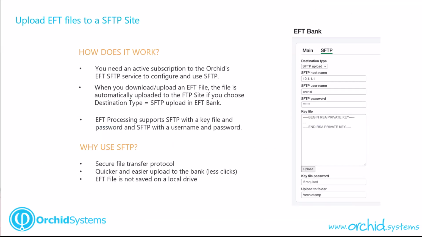So how does this work? First, you need to subscribe to Orchid's SFTP service, and then you need to configure the EFT bank to use SFTP as opposed to download as the destination type. And then when you click download, well, the button will actually say upload on the EFT file list. When you click upload, the file is automatically uploaded to the FTP site. And our SFTP service supports SFTP with a user ID and a password, and a user ID and a password with a key file, with or without a key file password.